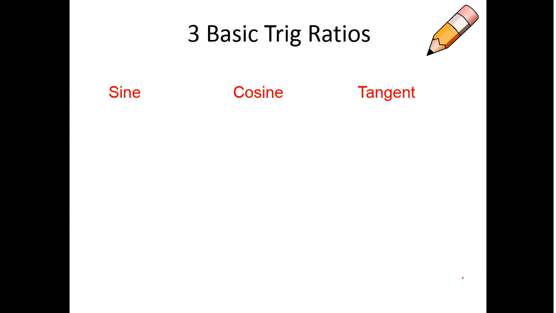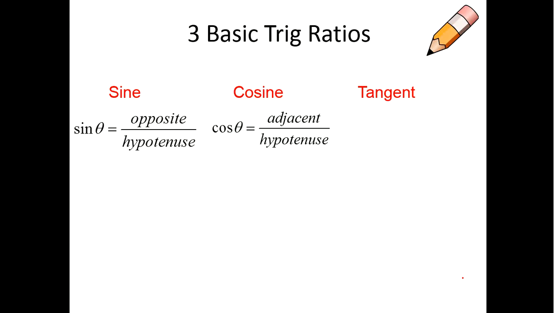Now, let's go on to trig. So trig, remember, we have sine, cosine, and tangent. Sine, remember, it was the opposite side over the hypotenuse. Cosine is adjacent over hypotenuse, and tangent is opposite over adjacent.